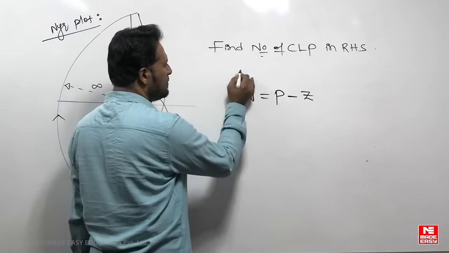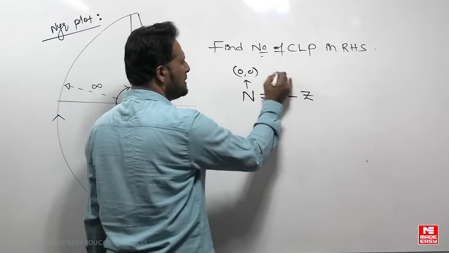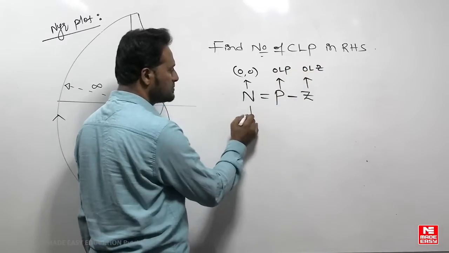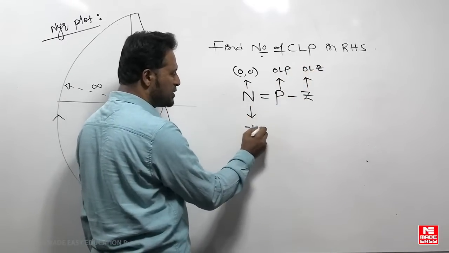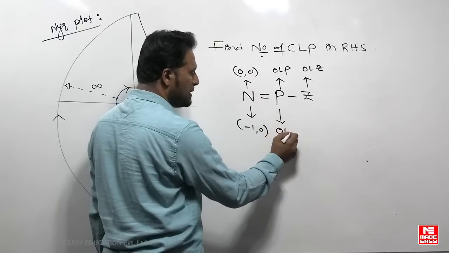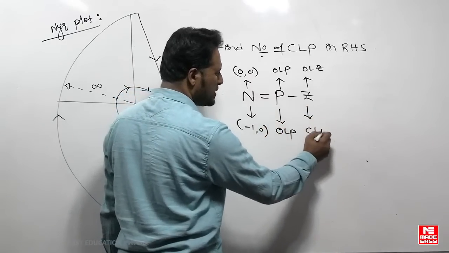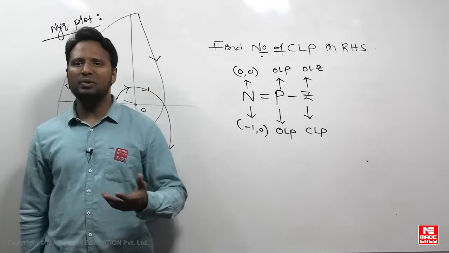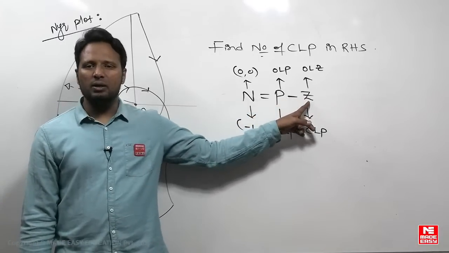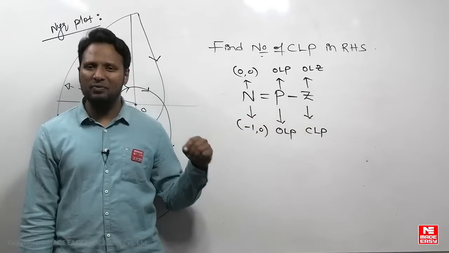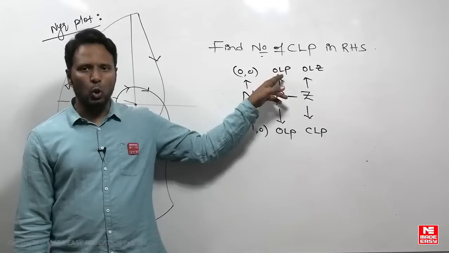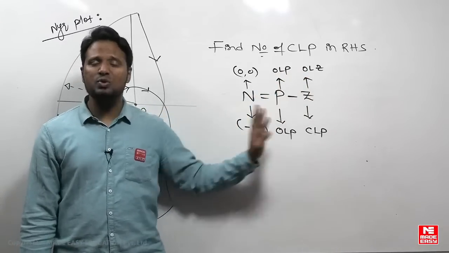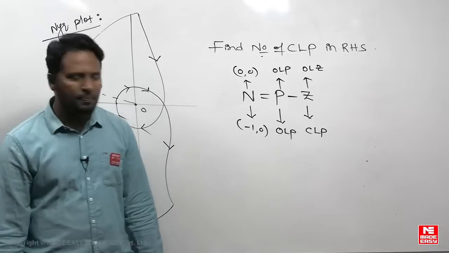If you are defining N with respect to origin, then P will be open loop poles and Z will be open loop zeros. If you are defining N with respect to minus 1 comma 0, then P will be open loop pole, Z will be closed loop pole. Right. So what is the most important thing? Sir, P kya hai, Z kya hai? Pahle ye toh batao ki aap N kiske respect mein define kar rahe ho? Origin ke respect mein, toh open loop pole, open loop zero hai. Minus 1 ke respect mein, toh ye open loop pole hai, ye closed loop pole hai. That's a simple logic.